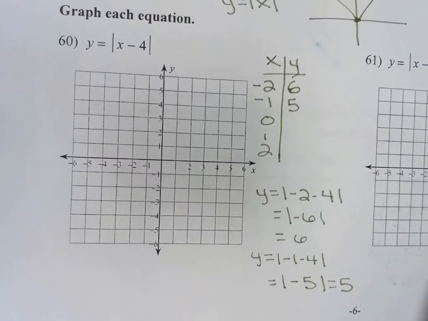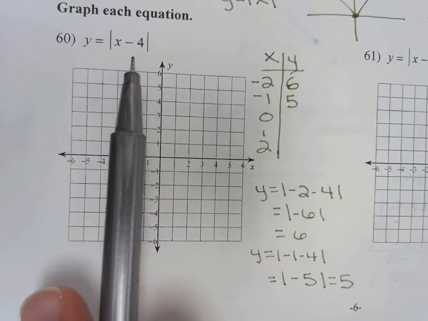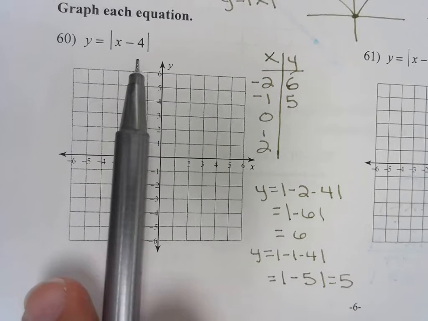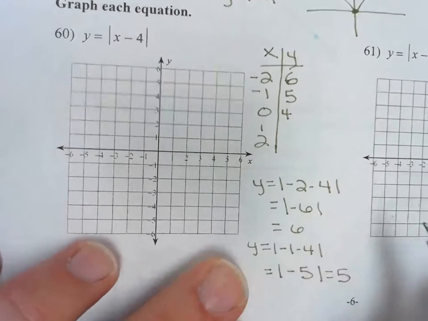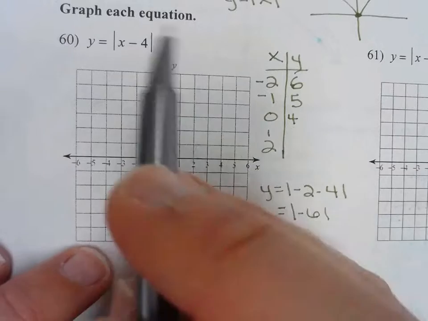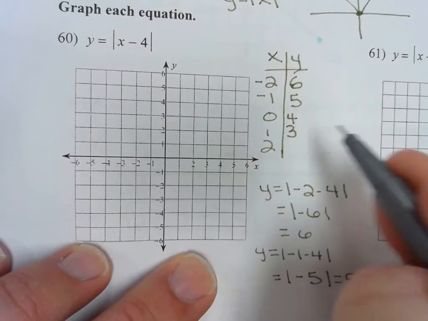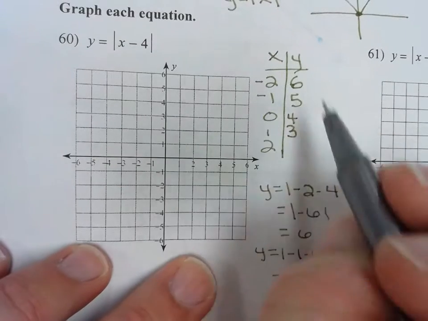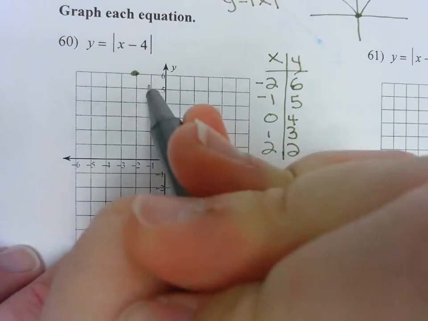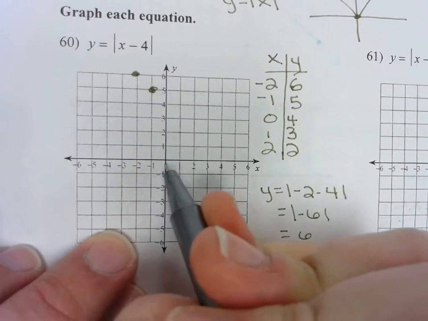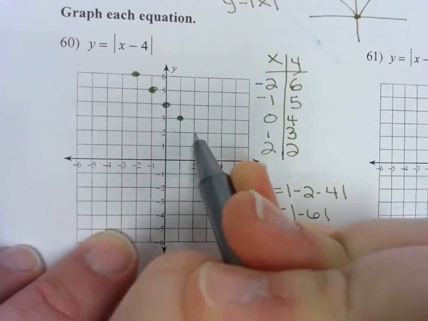So we're looking for that V shape. And some of this you can kind of do in your head. If I plug in a 0, I get what? 4. -4, absolute value of -4? 4. If I plug in a 1, I get a what? 3. -3, the absolute value of -3 is positive 3. If I plug in a 2, I get a what? 2. So as I plug those points, -2, 6, -1, 5, we're looking for a V shape. 0, 4, 1, 3, 2, 2.